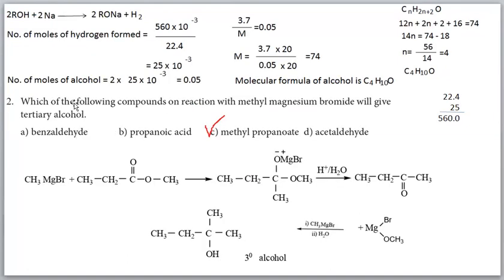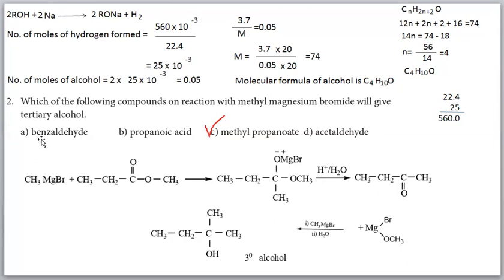Then the second question, you see: which of the following compounds on reaction with methyl magnesium bromide will give tertiary alcohol? Already we studied formaldehyde reacts with the Grignard reagent to form primary alcohol. Aldehydes other than formaldehyde react with the Grignard reagent to form secondary alcohol. So benzaldehyde and acetaldehyde react with the Grignard reagent to form secondary alcohol. Carboxylic acid does not react with the Grignard reagent because carboxylic acids are acidic and Grignard reagents are bases. So we may get a salt only. We won't get the addition reaction.